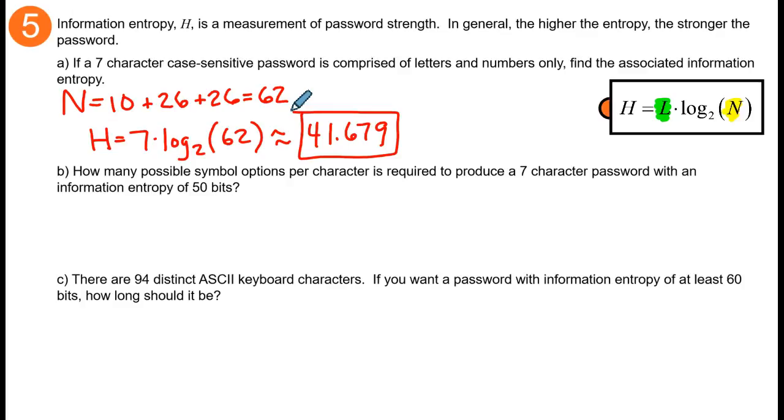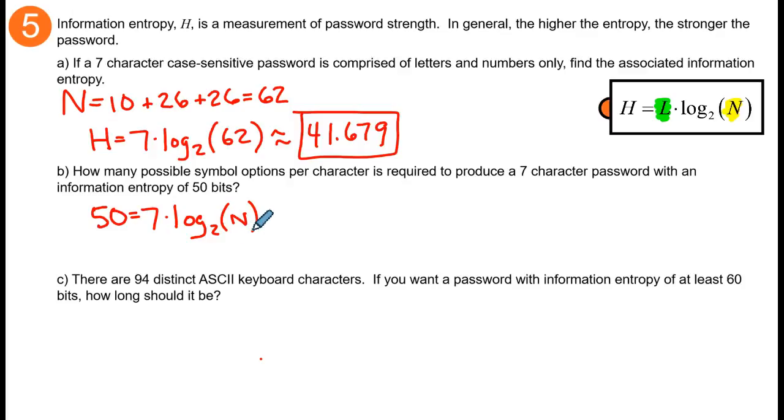What I am going to do, though, is move on to part B. How many possible symbol options per character is required to produce a 7-character password with an information entropy of 50 bits? Well, this one is a little bit different than the previous problem. I'm given the entropy value of 50, and I'm told that I want a 7-character password. We need to find out how many characters that's going to take to get us there.